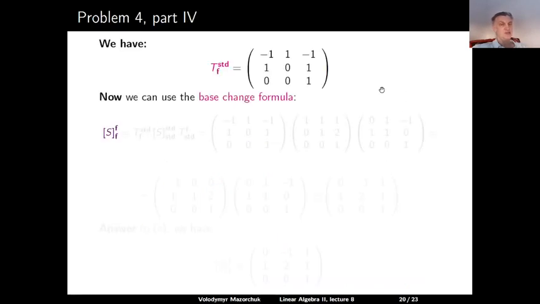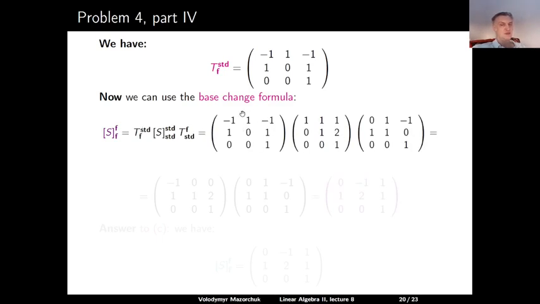So now we can use a base change formula. The matrix of S in the basis F is equal to the product of the transformation matrix from F to the standard basis, times the matrix of S in the standard basis, times the transformation matrix from the standard basis to F. So this STD and this STD should cancel, and this STD and this STD should cancel. So this is a product of these three matrices. This is the transformation matrix from F to STD right here. This we saw was the matrix of S in the standard basis, and this is the transformation matrix from the standard basis to F.